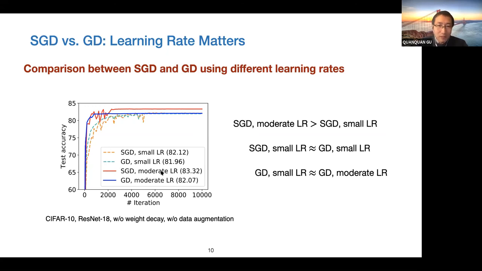For SGD with a moderate learning rate, with a large learning rate, you can see that it can achieve significantly better test accuracy. It's improved by 1% on the CIFAR-10 data set. Actually, 1% is considered a significant improvement. So you can see that indeed for SGD the learning rate matters, between a small learning rate and a moderate learning rate. For GD, no matter whether you are using a small learning rate or a moderate learning rate, the result does not change very significantly. So this further provides some empirical evidence about the differentiation between SGD and GD in the moderate learning rate regime.